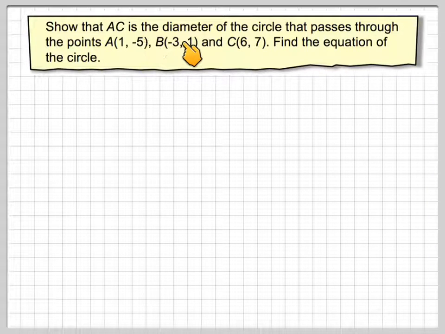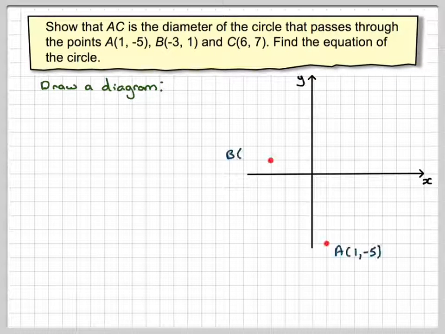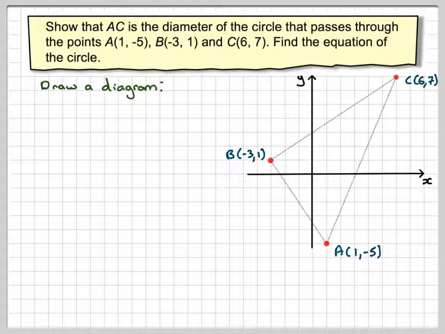Show that AC is the diameter of a circle that passes through the points A(1, -5), B(-3, 1), and C(6, 7), and then find the equation of the circle. Right, very fundamental is actually to draw a diagram, plotting those points on an XY axis.